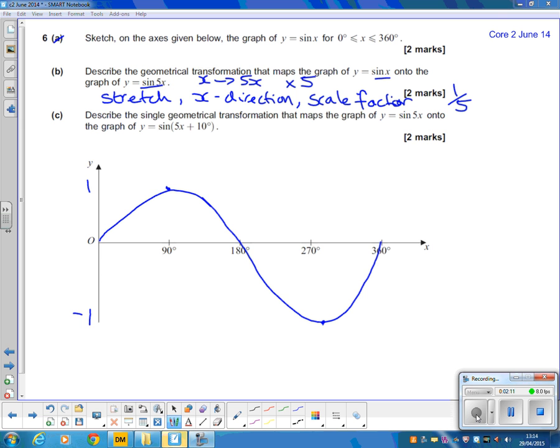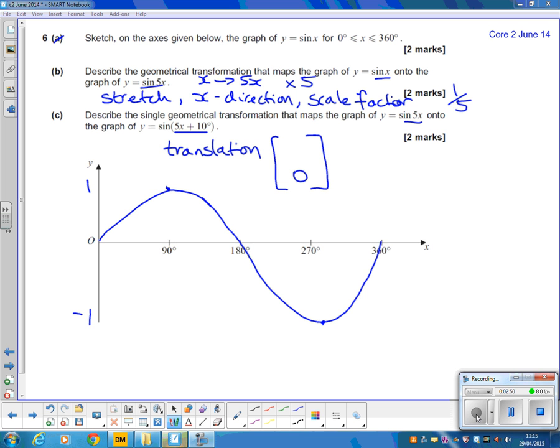Part C involves a little bit more thinking. Well, what's happened here? We're going from sine 5x to sine 5x plus 10 degrees. The first thing is, this is a translation. We've added a number. If you add or subtract numbers, it's a translation. Well, what appears to have changed, is it just x, or is it in the y direction? The y direction would affect the whole equation, the whole expression on the right hand side. So it's in the x direction. There is no translation in the y direction.